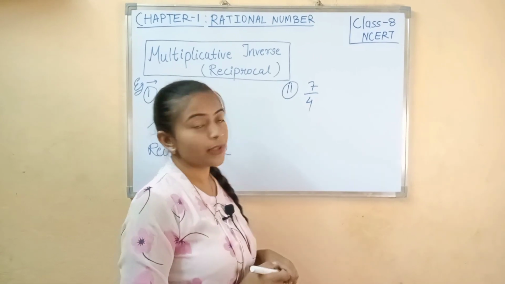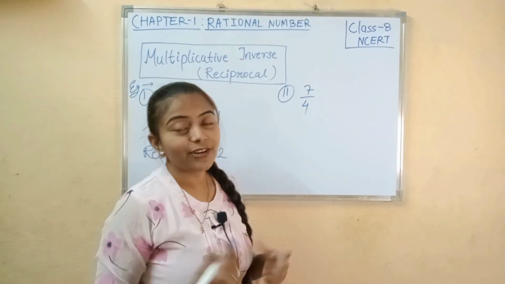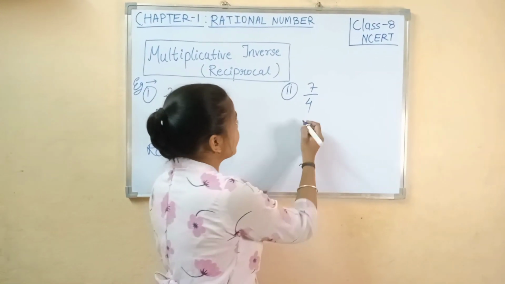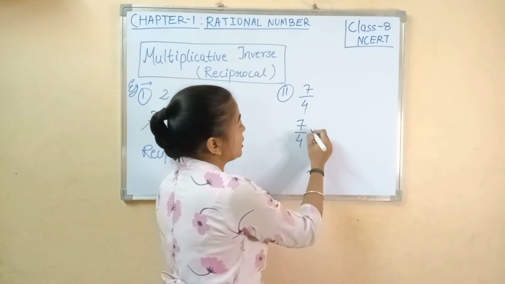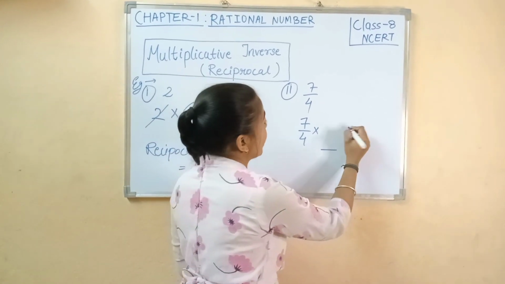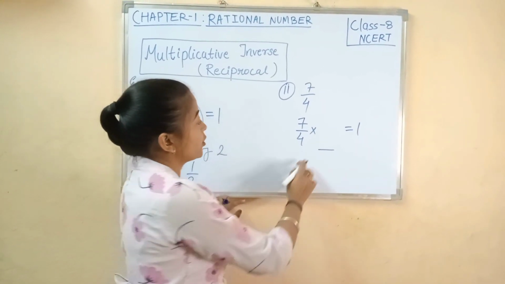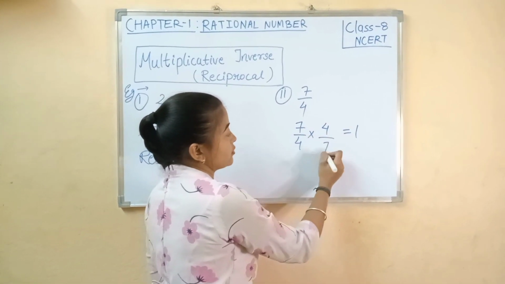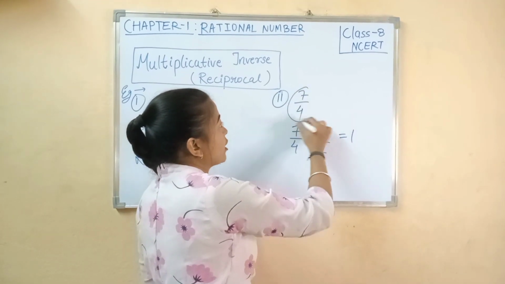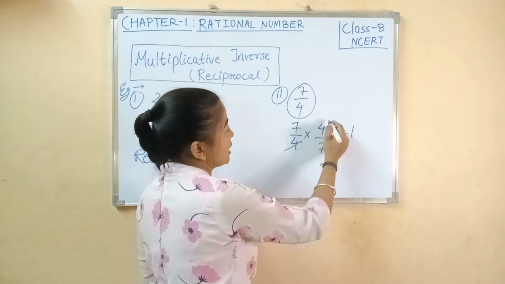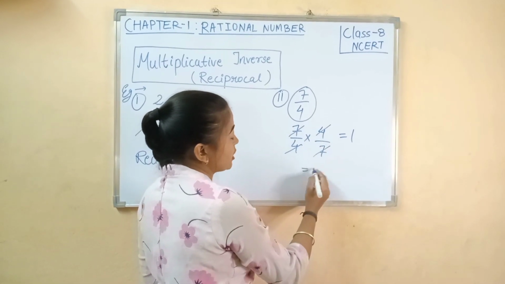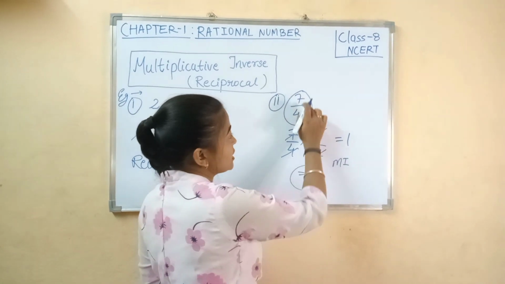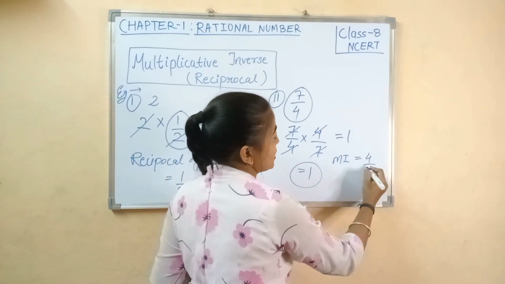Now in our second example we are given 7/4. We have to find the reciprocal of this 7/4. So what should be multiplied by 7/4 so that we get 1? Let's multiply by this, 4 written upside and 7 written downside. So 4 is cancelled with 4, 7 is cancelled with 7, so 1 will remain. So the multiplicative inverse or reciprocal of 7/4 is 4/7.